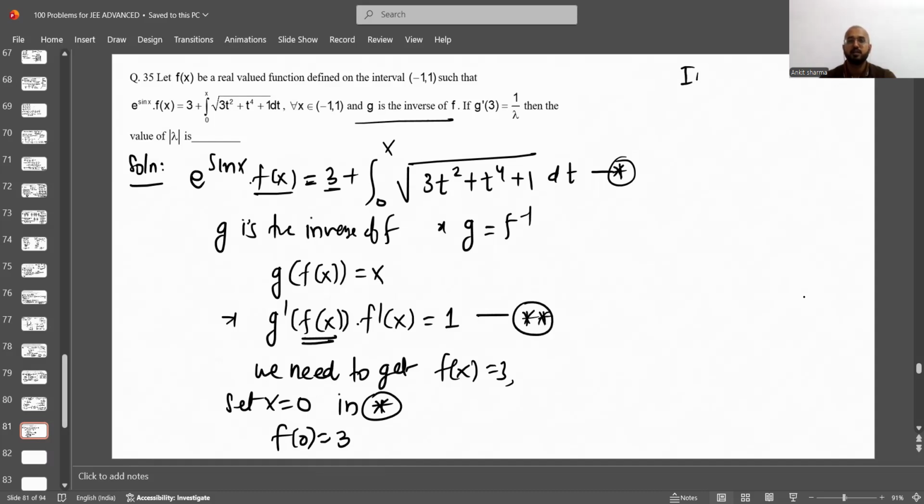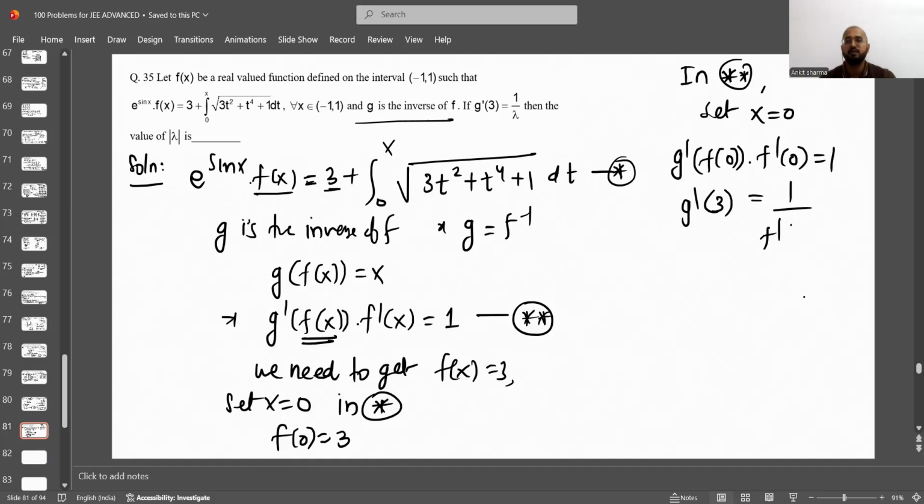So in the double star equation, we will put x is equal to 0. So I'll be having here g dash of f of 0 into f dash of 0 is equal to 1. So f of 0 is given to be 3. So g dash of 3 will be equal to 1 upon f dash of 0. So now the entire problem is shifted to differentiating this function because we need to find out f dash of 0. So let's differentiate this guy.